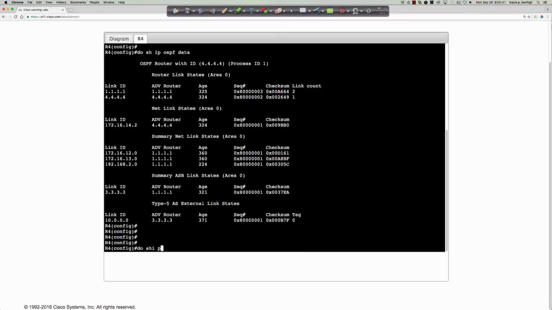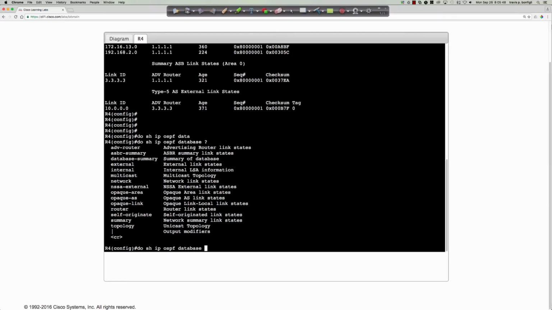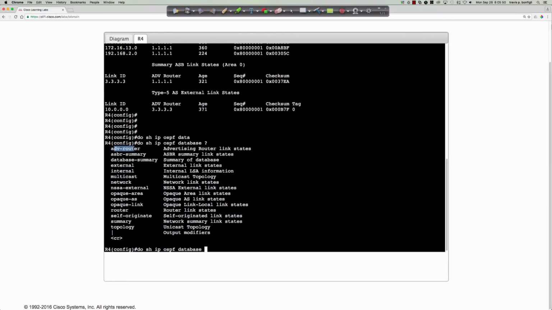If I were to say do show IP OSPF database, and if I do a question mark, you can see we can take a look at an advertising router link state, an ASBR summary. There's your type 4. We can see a database summary, the external, your type 5. We've got a network, the type 2, right? So the NSA external, that's when we're starting to talk about type 7 LSAs. The opaques are 10 and 11. Excuse me, the router is our link state 1. And you can see down here, summary is the 3.